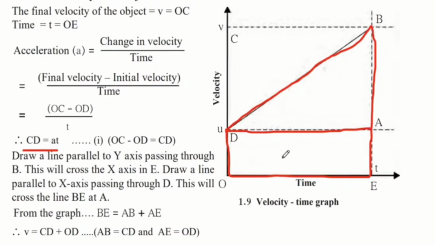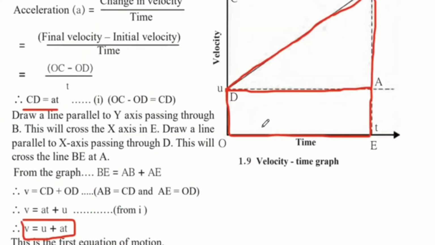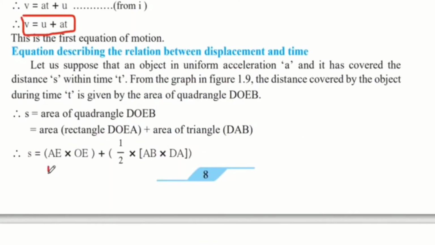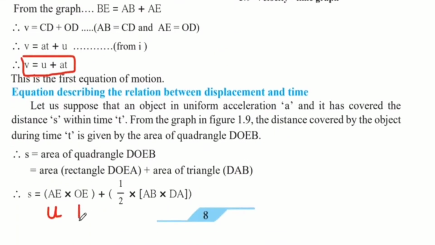So they have used this and substituted the values to get this equation. That is, S is equal to AE into OE, which was the area of the rectangle, plus half into AB into DA, and this was the area of the triangle. But AE was equal to OD, which was equal to the value of u, and we will substitute it. AE was equal to u. OE is equal to time t. So when we substitute OE as time t, this would be half into AB into DA.